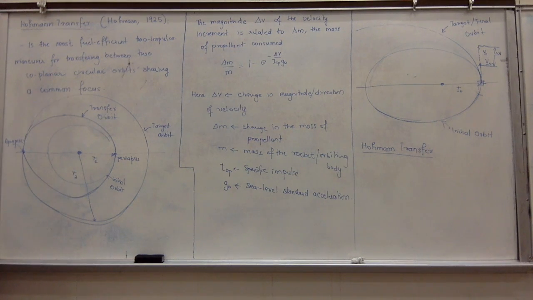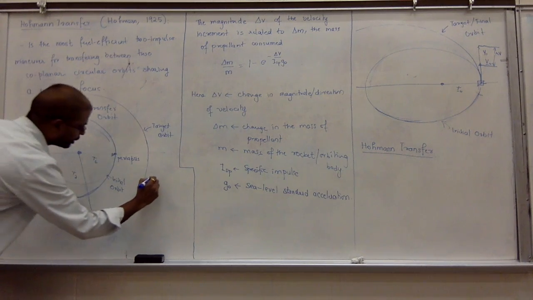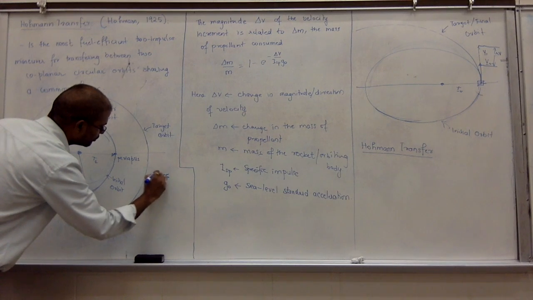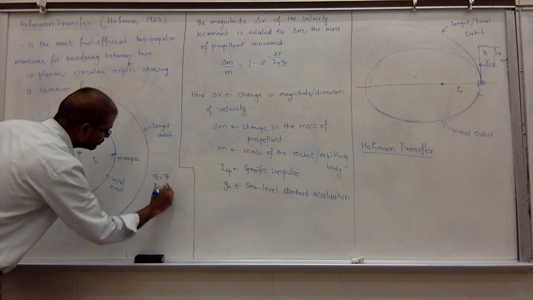Okay. So the first orbit and second orbit, if you know R1, R2, since it's a circular orbit, this R1 will remain the same for the first orbit. This R2 also will remain the same for the target orbit. What is this R1? This R1 is also the RP for the transfer orbit, right? So here I'll write R1 is RP, okay, and R2 is what? RA.